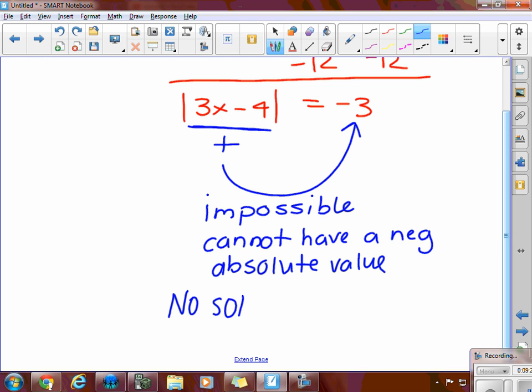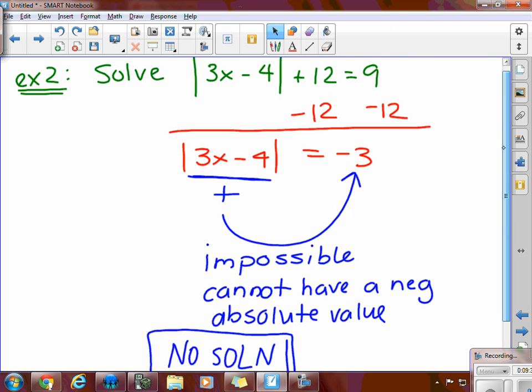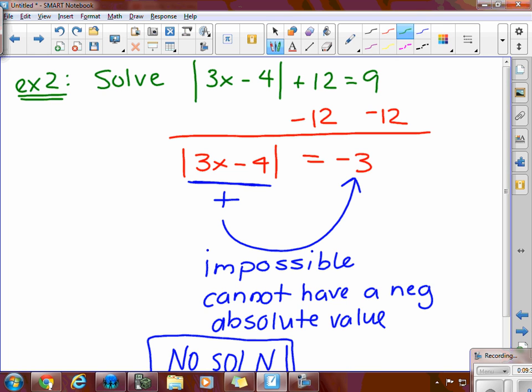There is no value of x. If we look back to our original equation, there is no value of x that when put into here would make the left side equal the right side. And we could prove this graphically. Look at the visual representation of this as well.